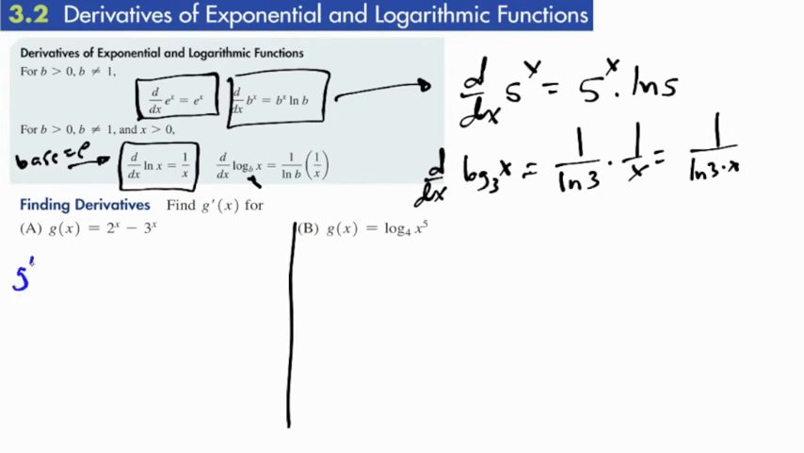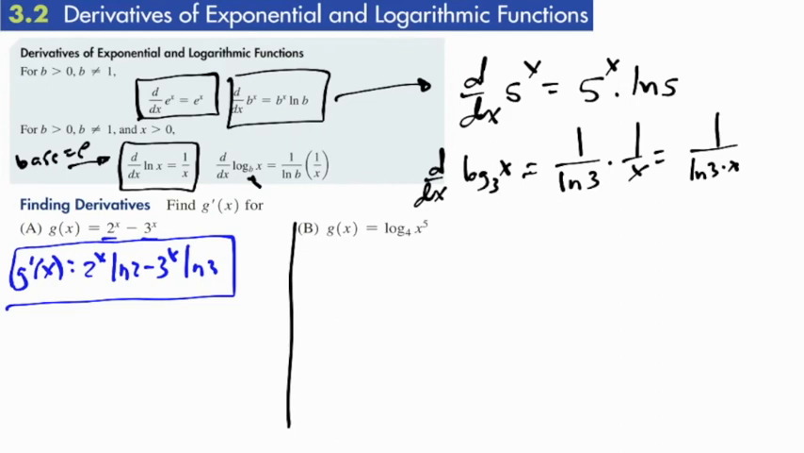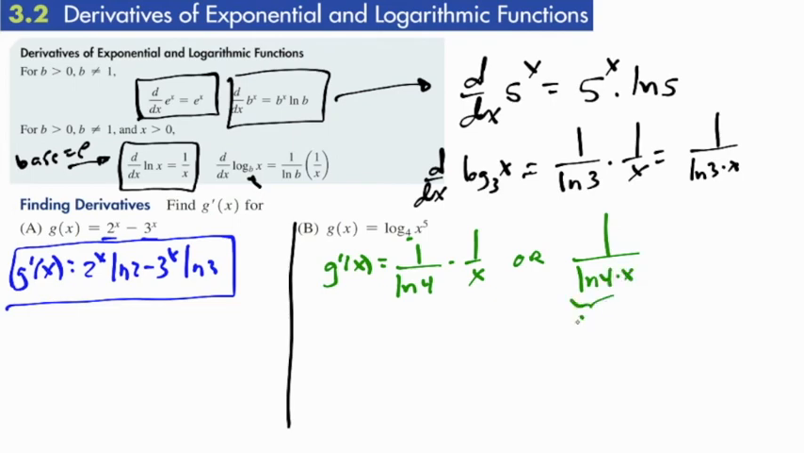So for part A, g prime of x, we're going to use the exponential base formula. So that's going to be 2 to the x ln of 2 minus 3 to the x ln of 3. We did it on a term-by-term basis, and this is our answer. For example B, g prime of x, because the base is not base e, it's base 4, we're going to write 1 over natural log of 4 times 1 over x, or 1 over ln of 4 times x. Remember that this is a constant.